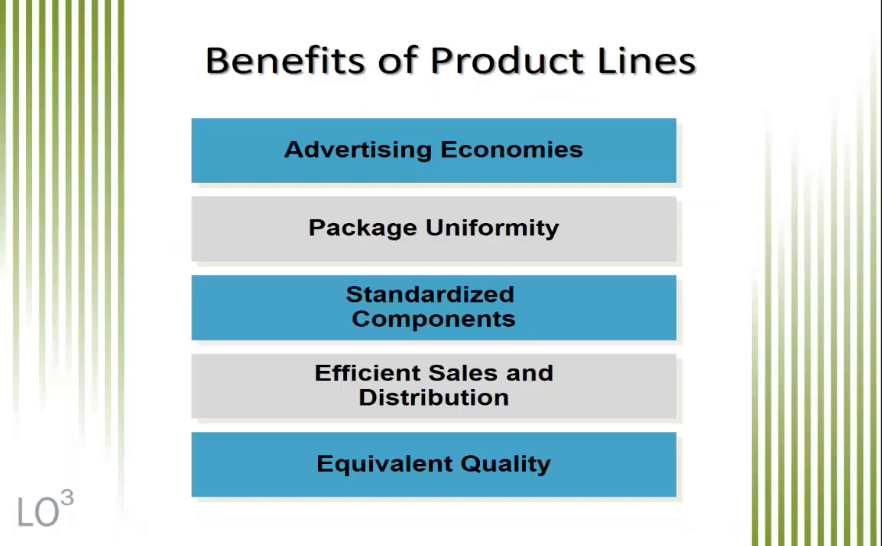There are benefits of product lines. First is advertising economies. Product lines provide economies of scale in advertising. Second, package uniformity. Packages in a product line may have a common look but maintain their individual identities. Third, standardized components. Reductions in manufacturing and inventory costs because they are all similar but have different ingredients. Fourth, efficient sales and distribution. A product line enables a full range of choice to customers. As a result, better distribution and retail coverage. Lastly, equivalent quality. All products in a line are perceived as having similar quality.